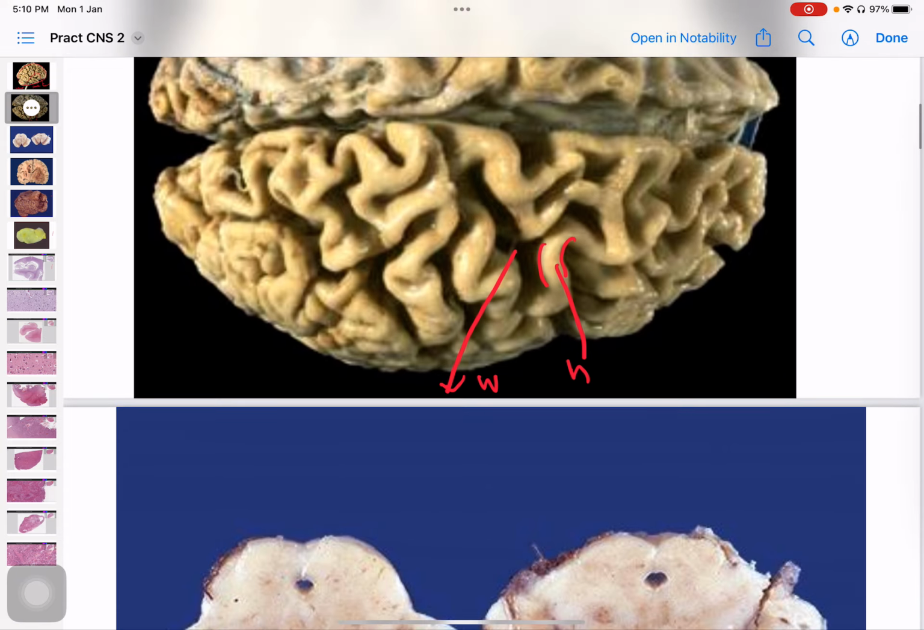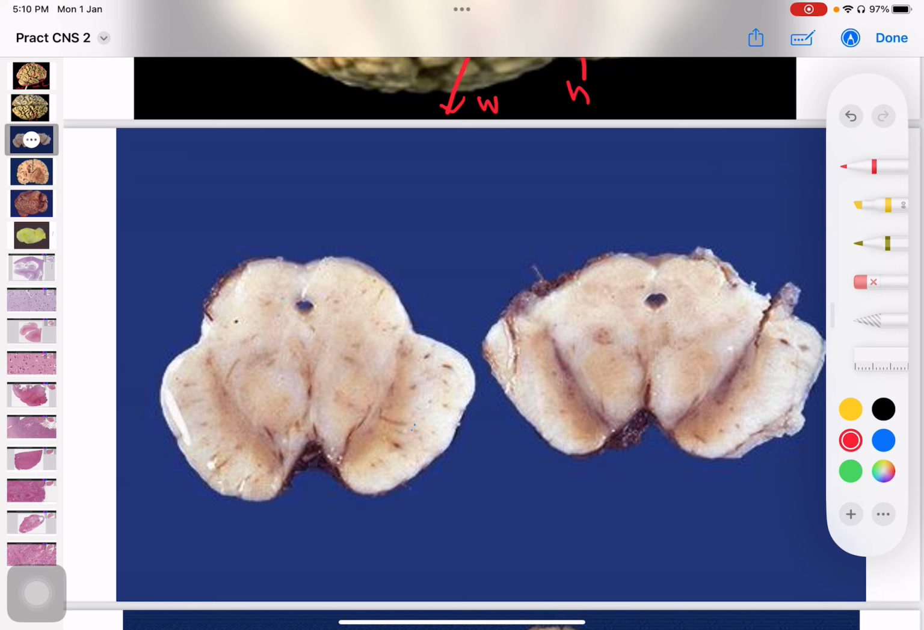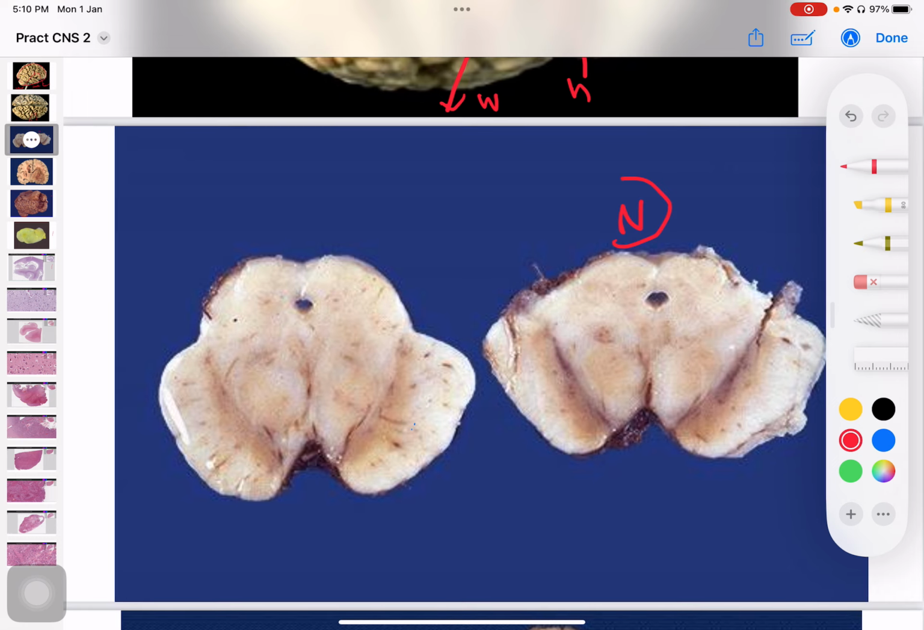Next, we are going to look into Parkinson's disease. First of all, this is the normal substantia nigra, and this is the patient's substantia nigra section. The normal one, because the substantia nigra has a lot of dopamine, has this pigmentation, and in the patient's area, the pigmentation becomes much less.